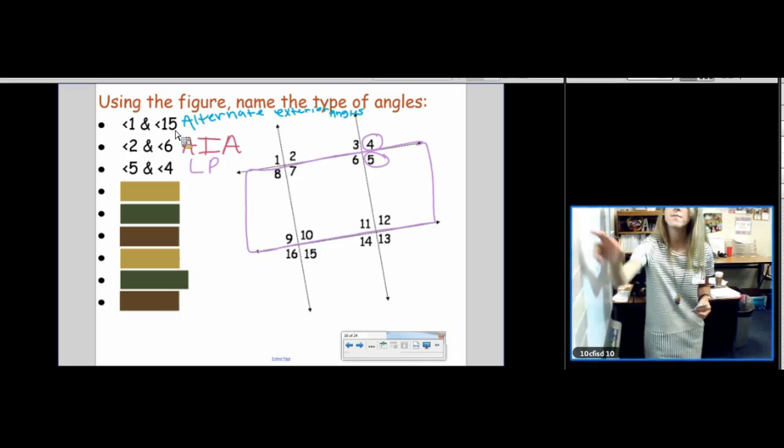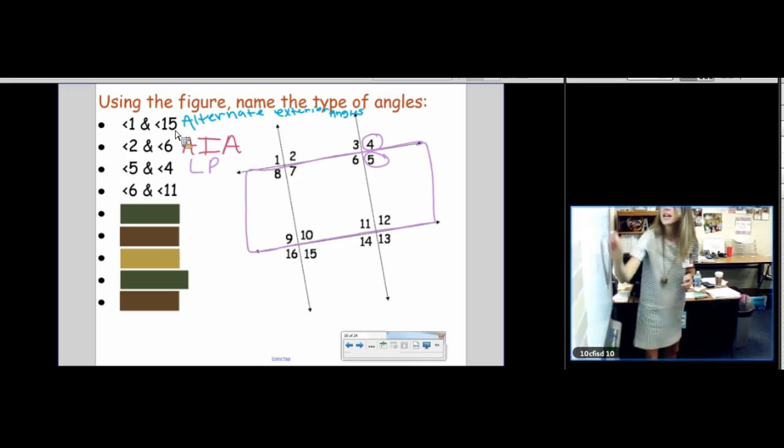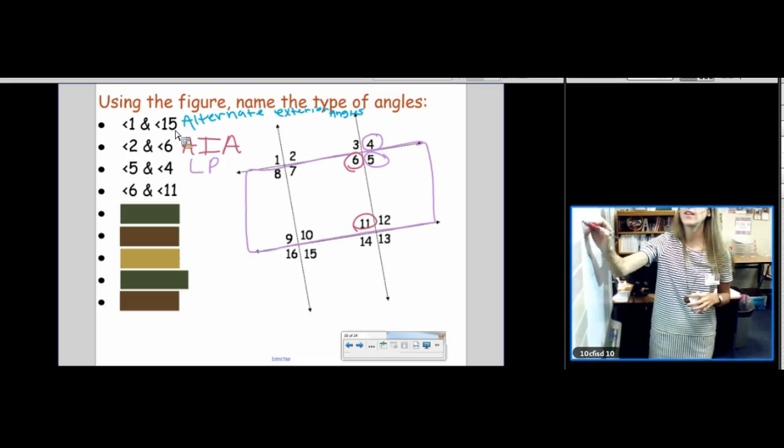Okay, next one. Look at 6 and 11. Look at 6 and 11 up here. Don't say it out loud. 6 and 11. Same side interior. Same side interior. Very good.